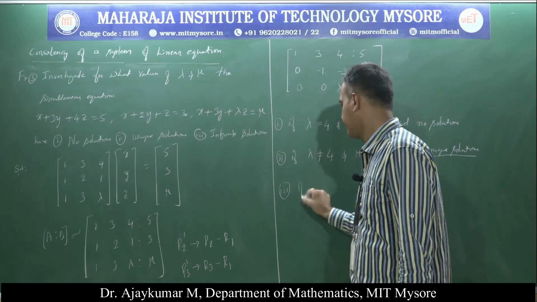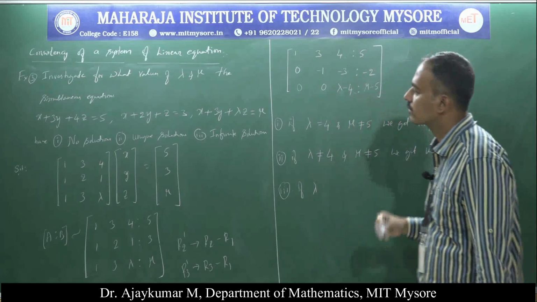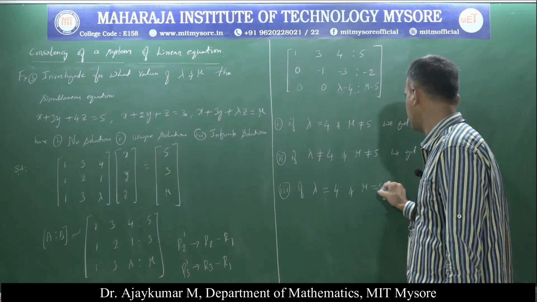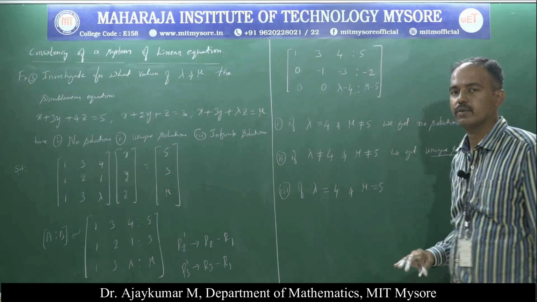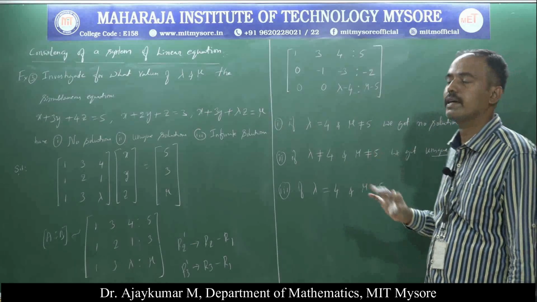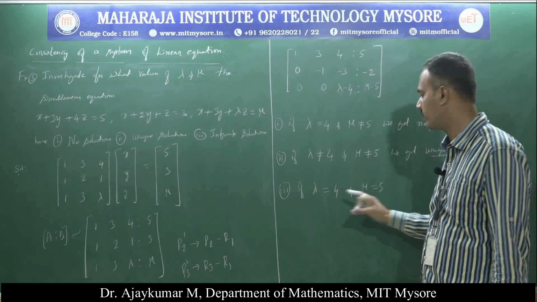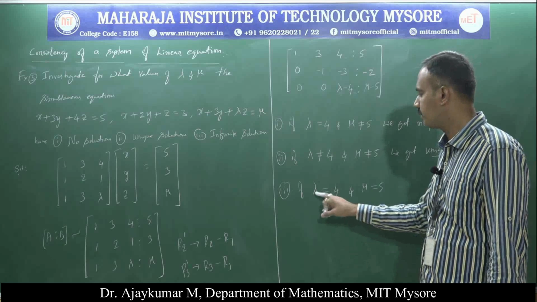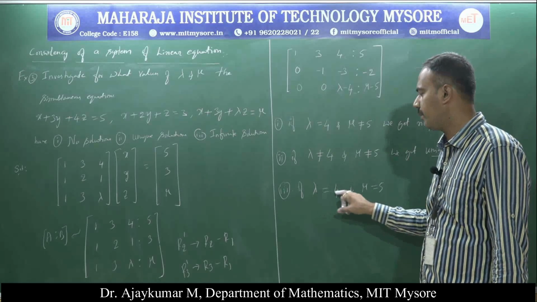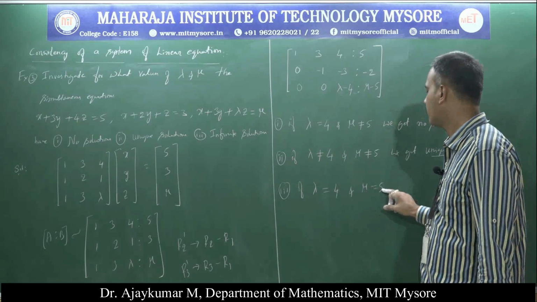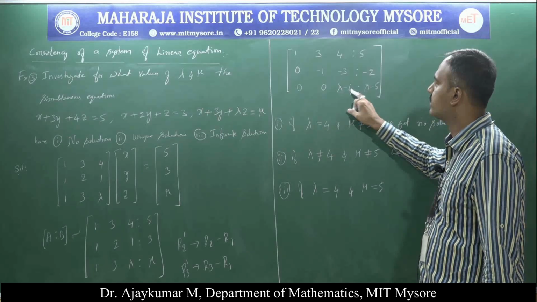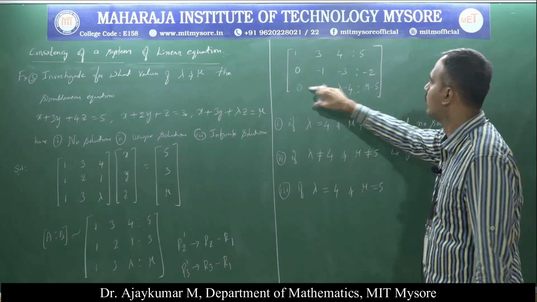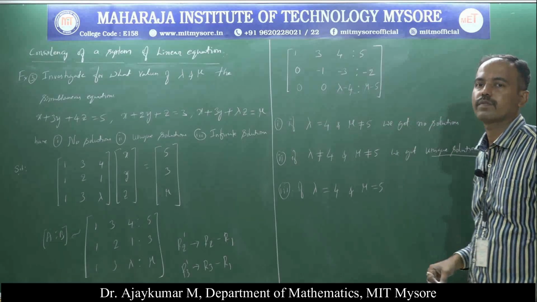Now the next case, if lambda is equal to 4 and mu is equal to 5 here. Now what about the changes here? The question says investigate for what values. So let us check the last case, lambda is equal to 4, mu is equal to 5. Lambda is equal to 4 means here 4 minus 4, 0, here also 5 minus 5, 0 here. Now totally one particular row is 0.